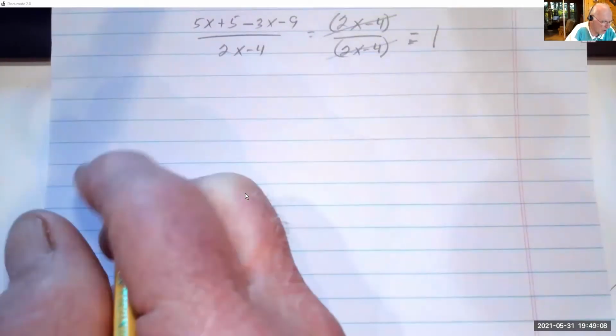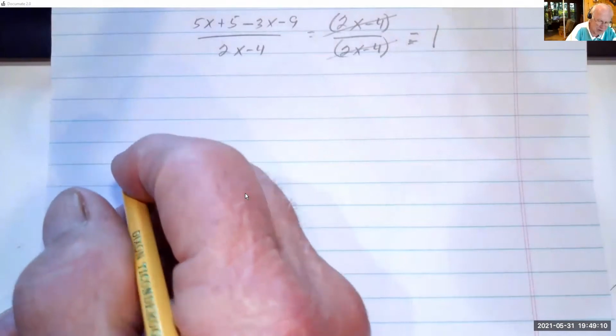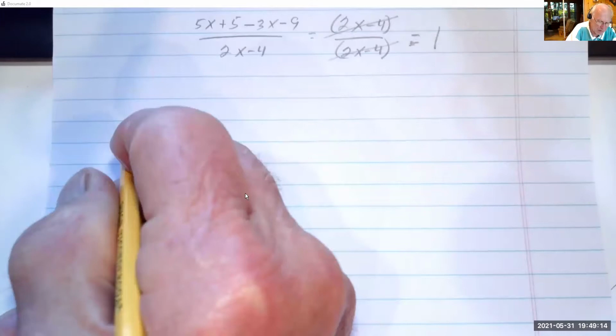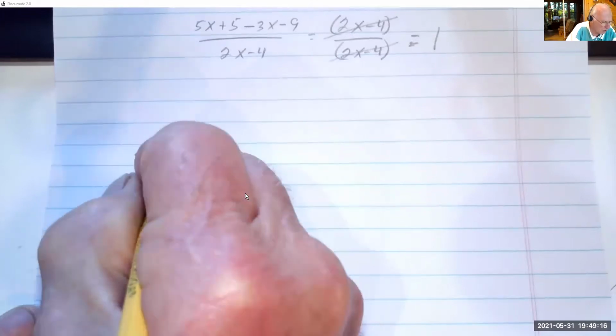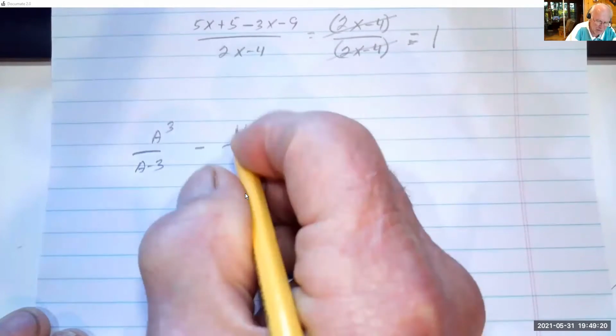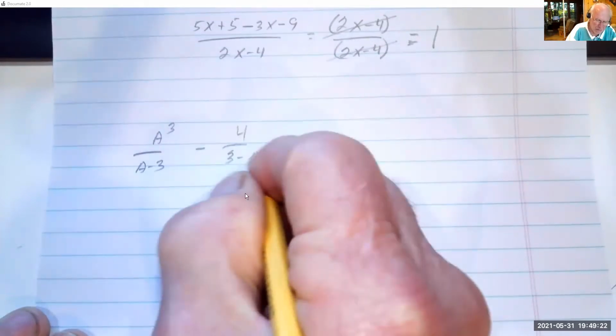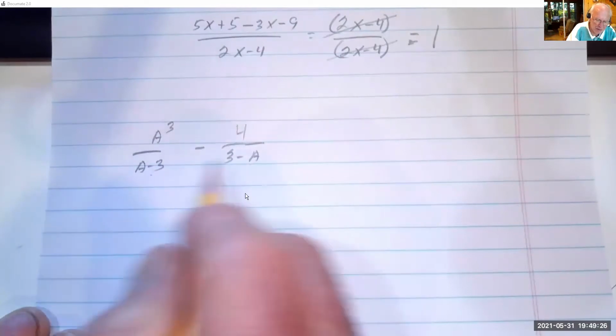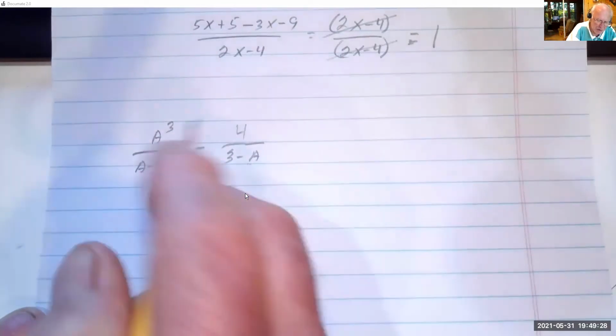Okay, our next problem is also subtraction. We have a cubed over a minus 3, subtract 4 over 3 minus a. I'm observing that the denominators are exactly opposite. Therefore, my thinking goes like this.